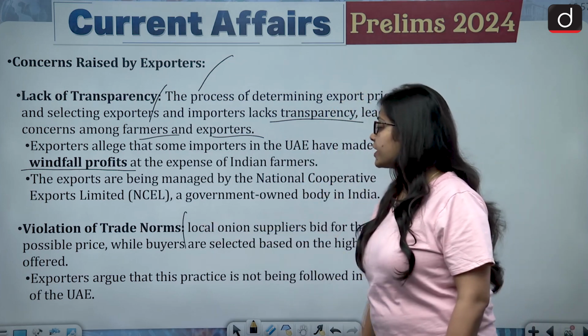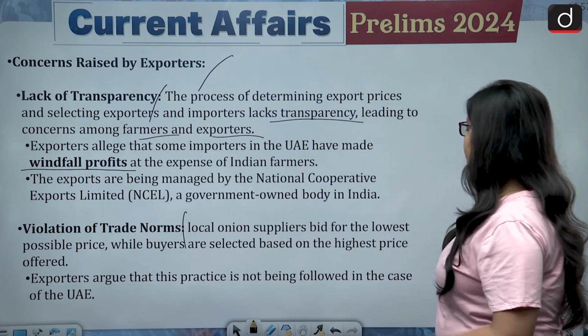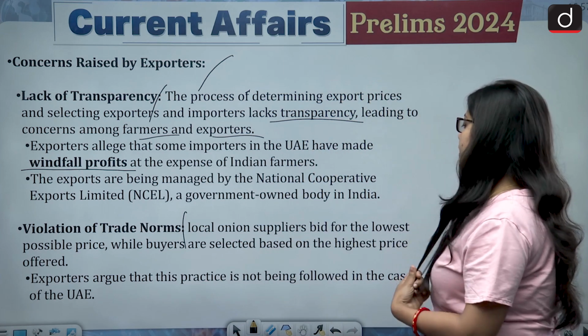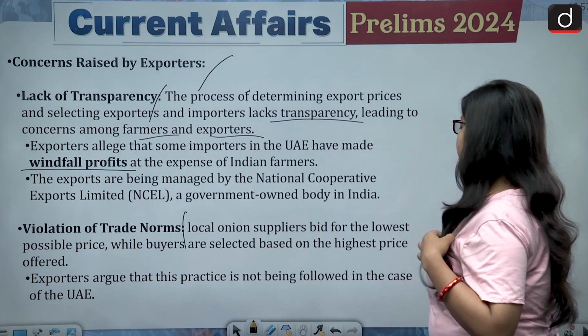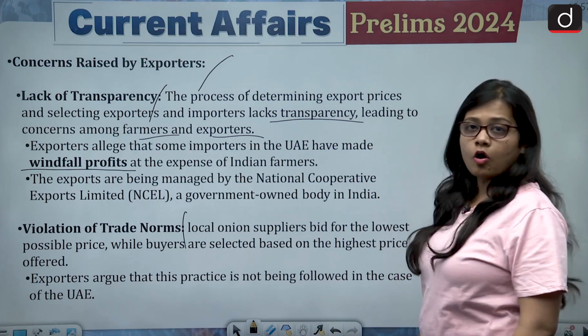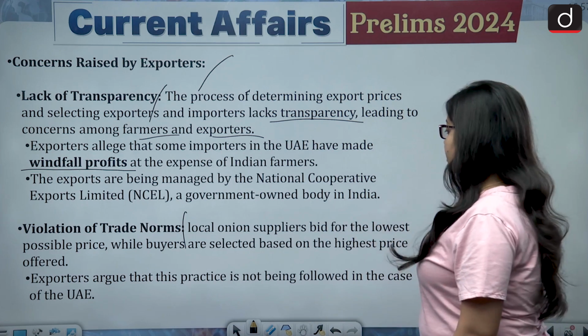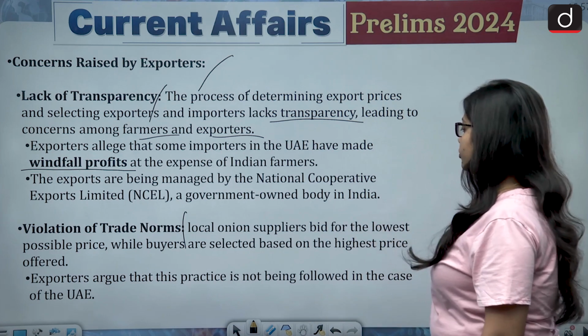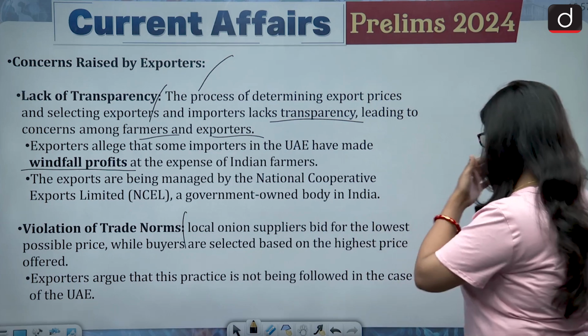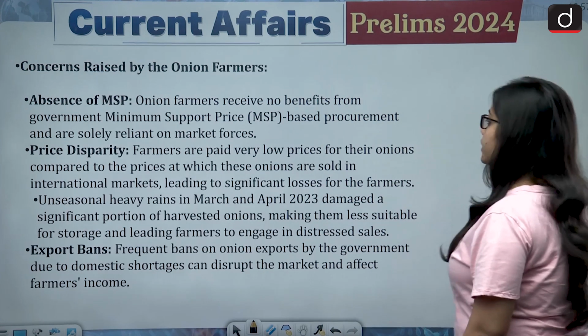Then violation of trade norms. The local onion suppliers bid for the lowest possible price, while buyers are selected based on the highest price offered. So the buyer is who is offering the highest price. Exporters argue that this practice is not being followed in the case of the UAE.